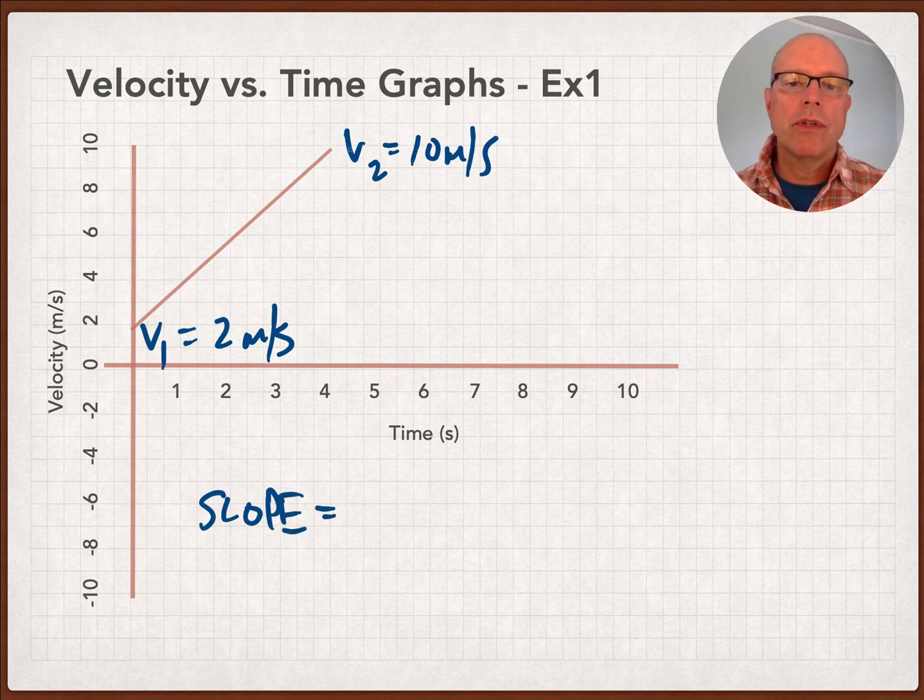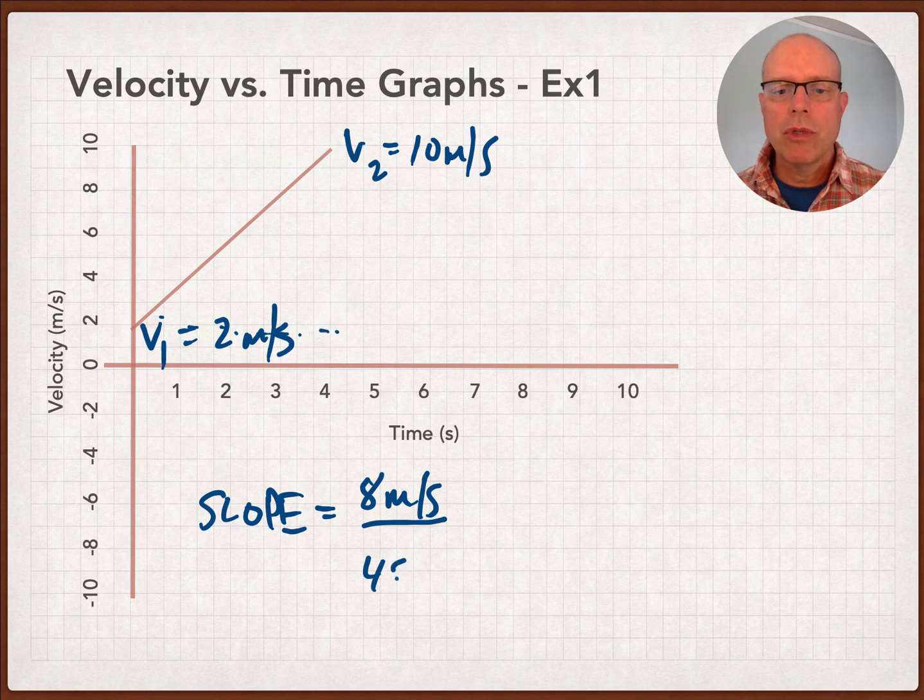It's just change in velocity. So v2 minus v1, that looks like 8 meters per second, over the run of the graph, and this whole story takes place over a time of 4 seconds. And so we'll just pop that in there, and we get that the acceleration of the hockey player was 2 meters per second per second. Okay, so slope equals acceleration, same as it did in the first deck.